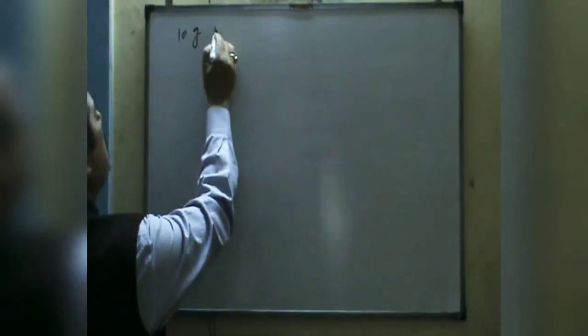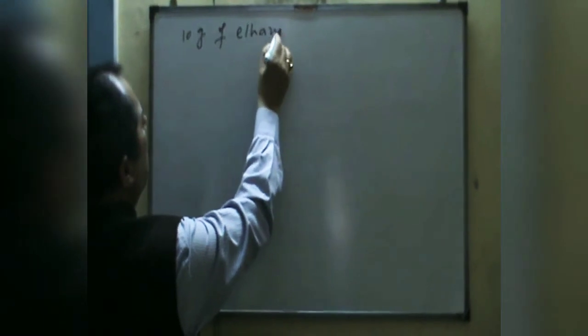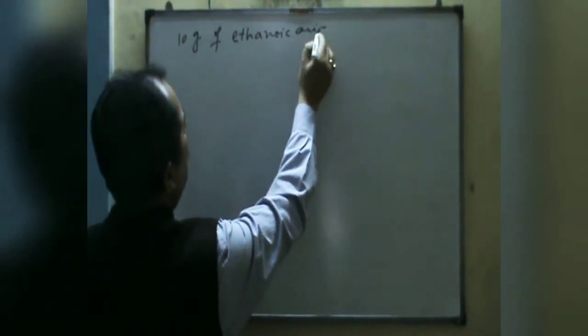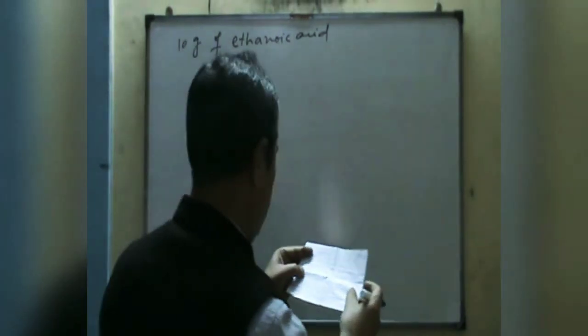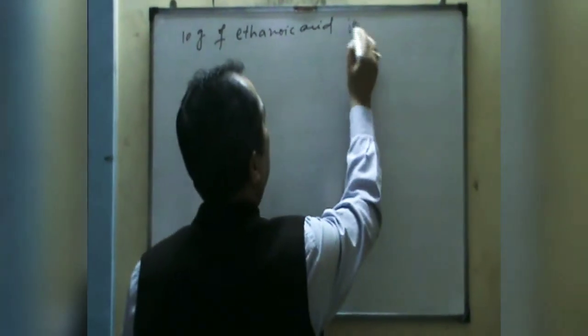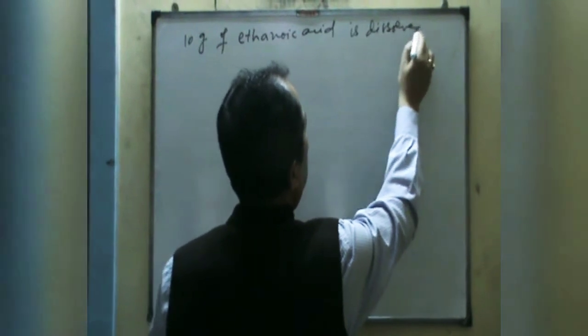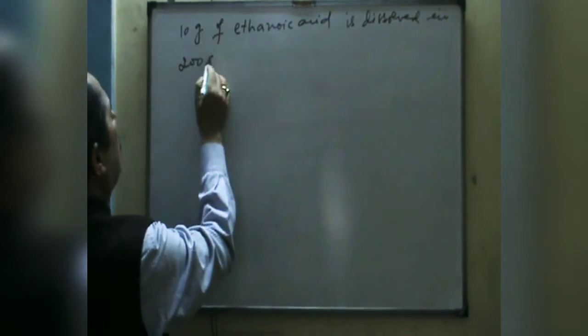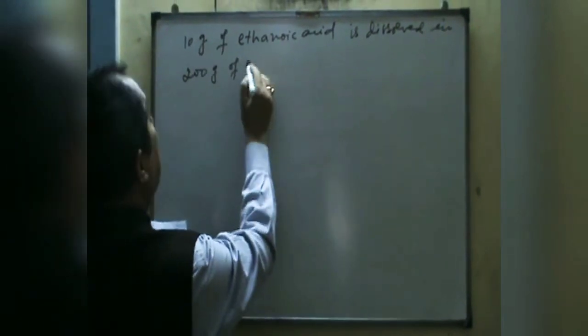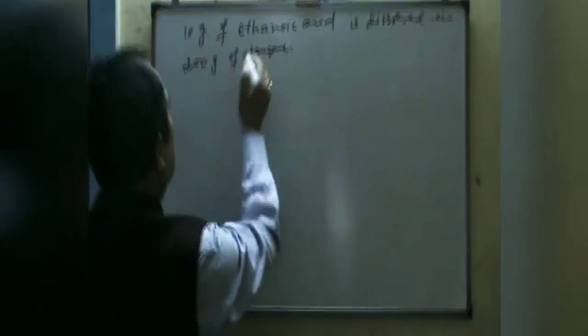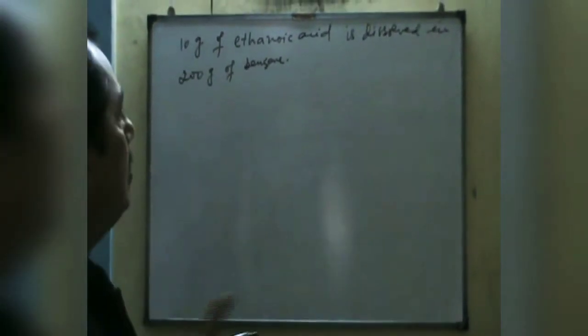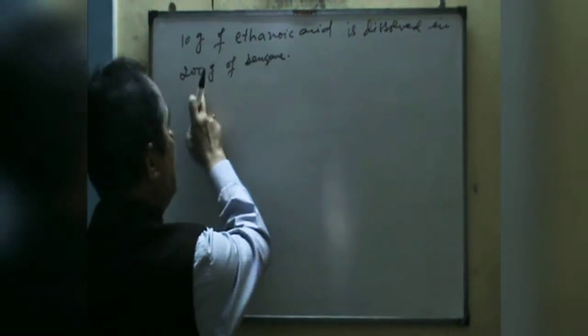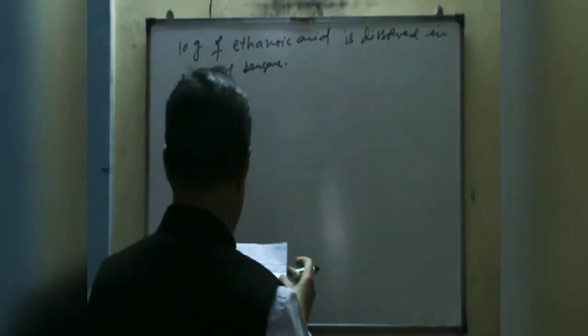The question is, 10 gram of ethanoic acid is dissolved in 200 gram of benzene. Ethanoic acid is taken as 10 gram in 200 gram of benzene. This is the solvent, 200 gram of benzene.